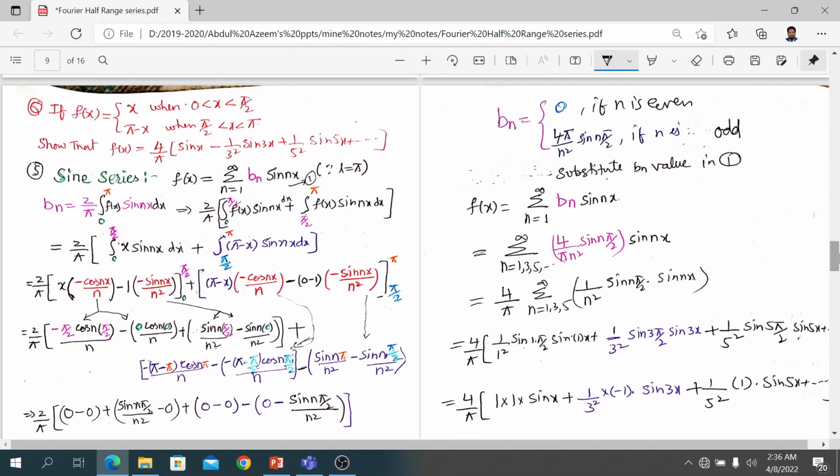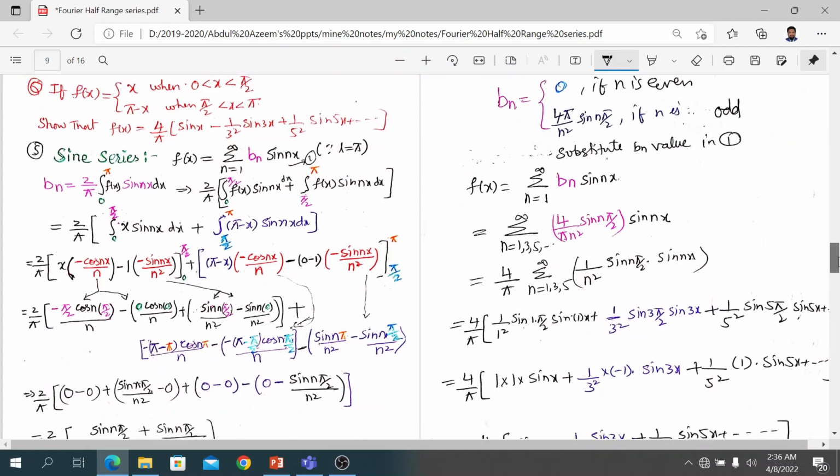Now, a discontinuity question, or piecewise. f(x) is equal to x when x is from 0 to pi by 2, and pi minus x when x is from pi by 2 to pi. First question: show that f(x) is equal to 4 by pi [sin x minus 1 by 3 square sin 3x plus 1 by 5 square sin 5x]. This is your piecewise question.